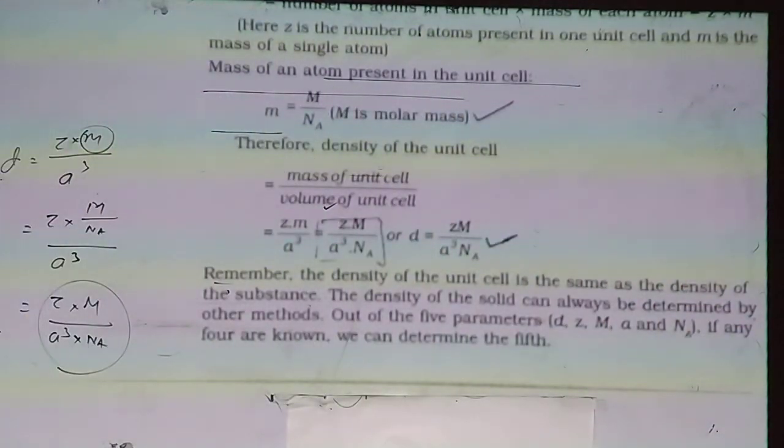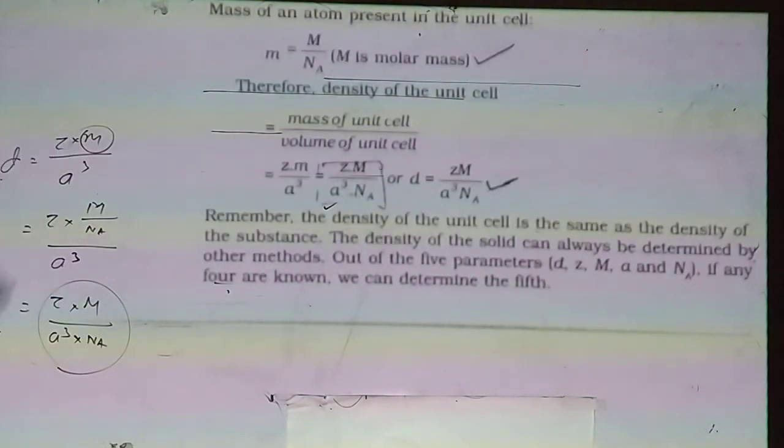The density of the solid can always be determined by other methods. Out of the 5 parameters, density, here Z is the number of atoms per unit cell, capital M indicates the atomic mass, a is the edge length, Na is the Avogadro number. If any 4 are known, we can determine the 5th. Here 1, 2, 3, 4 and 5 parameters are given in our formula. Out of 5, 4 are known and the 5th one we can easily determine.